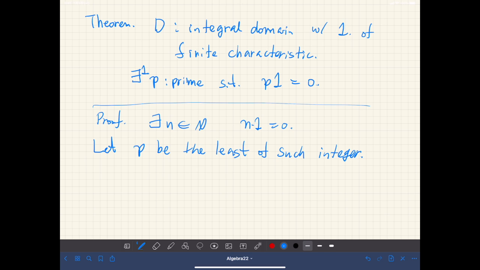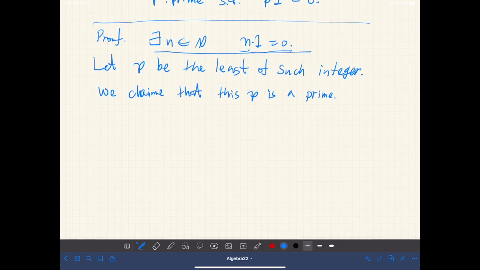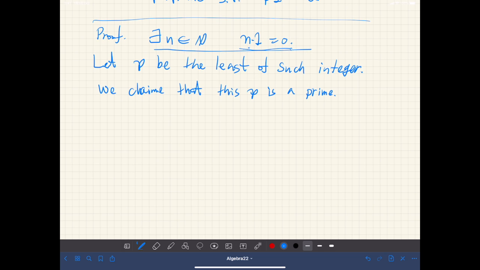Okay, so this says there are some integers such that this holds, but such integers may be many of them. There may be many of them. So let p be the least of such integers. Okay, we claim that this p is a prime. To prove this, we prove by contradiction. Suppose p is not a prime. So this means we can factorize p.